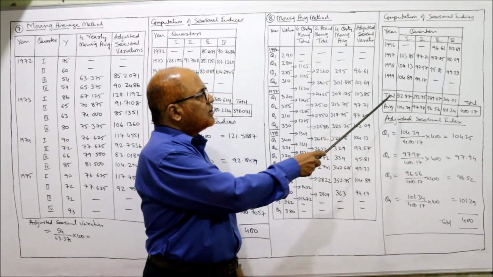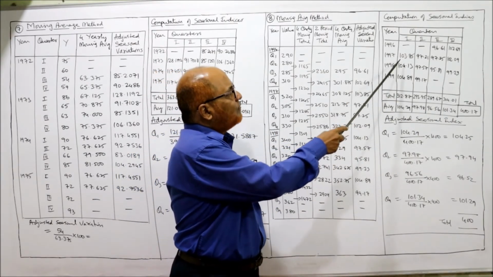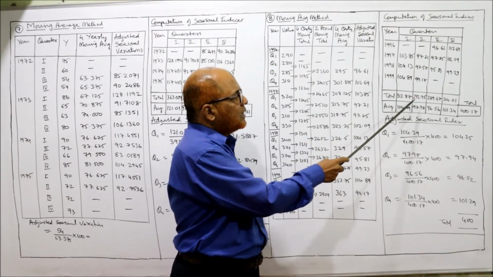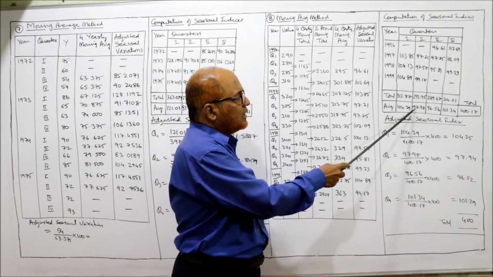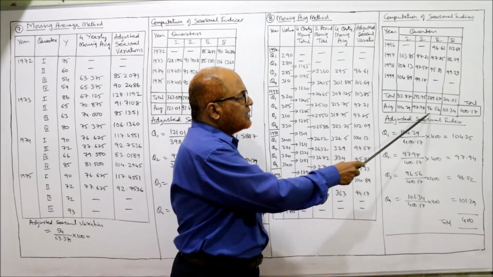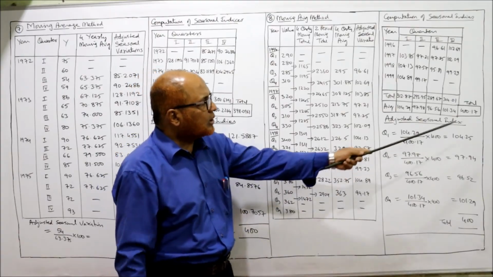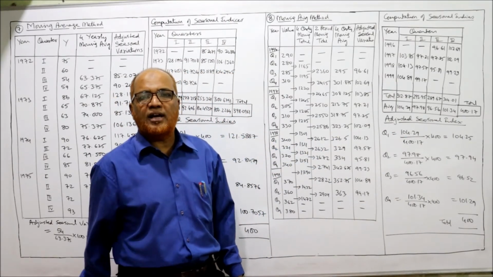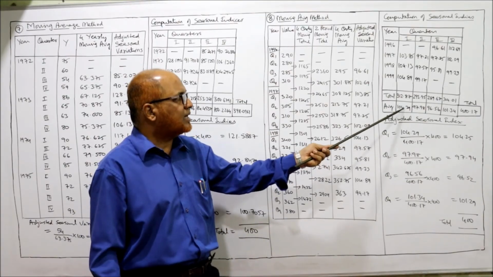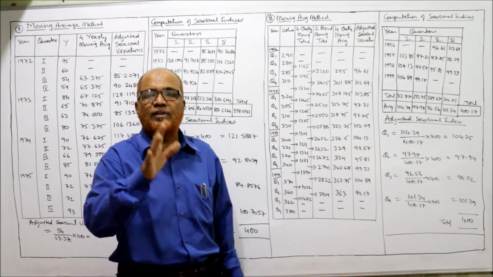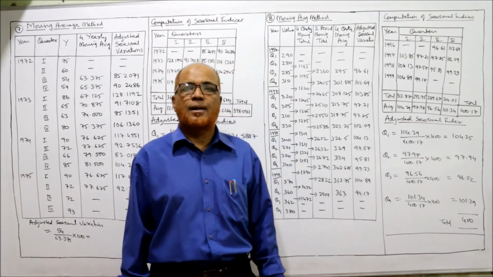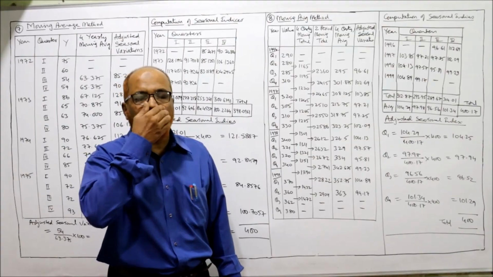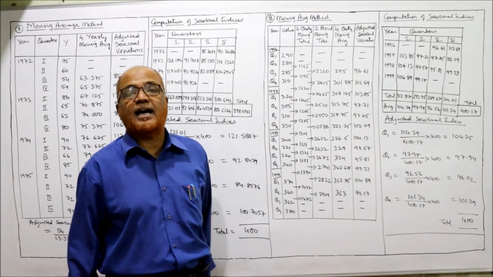Take the totals. Now 312.87 is the total of the 3 values, so divided by 3, we'll get 104.29. 293.95 divided by 3, you'll get 97.98. Like this, you got the averages. Now the total is 400.17. If we get exactly 400, then our answer would stop here itself, and this average itself would be the seasonal indices. But the total is coming to 400.17, so we will adjust and calculate the correct value.